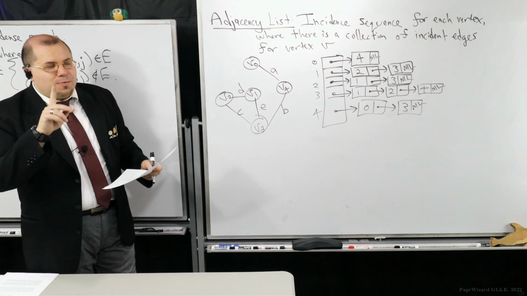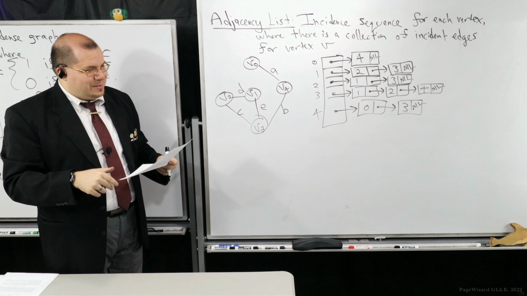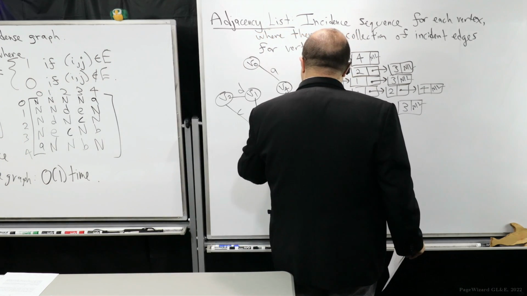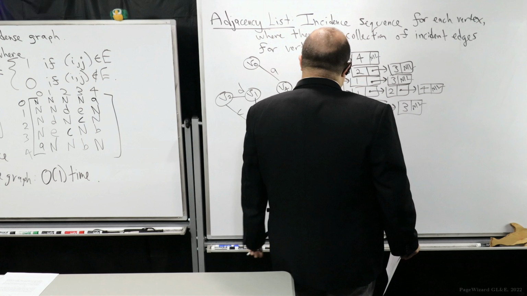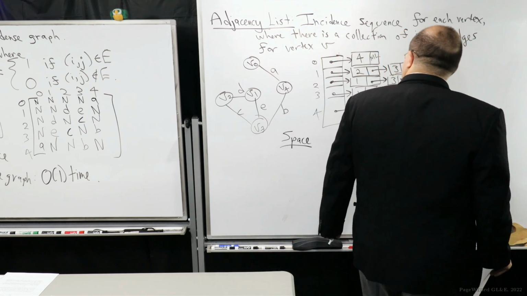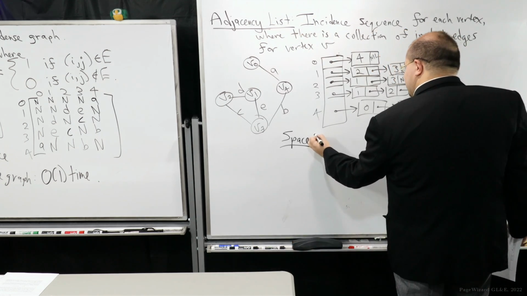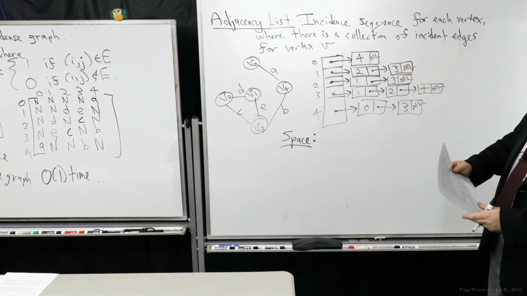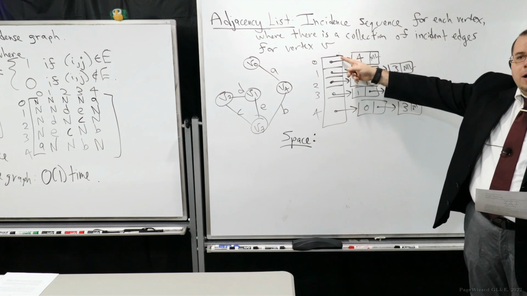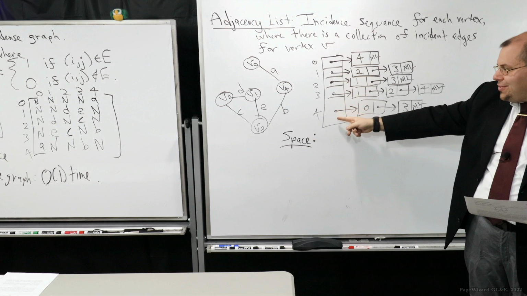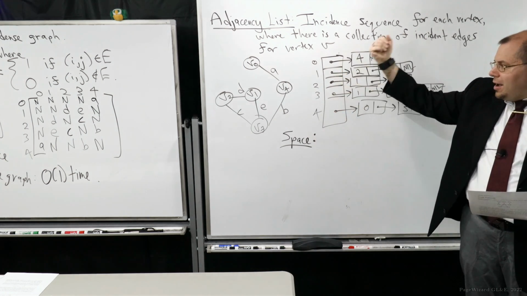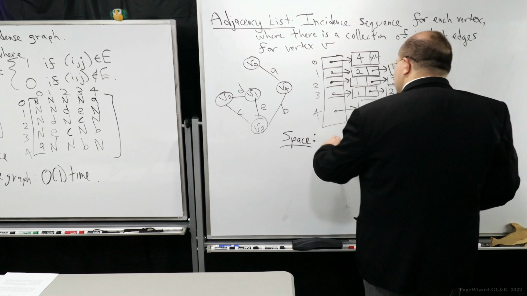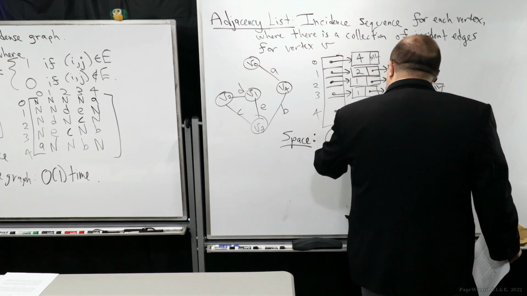But I really want to point out something that's rather important here. And this actually comes back to our best friend, the handshaking lemma. So how much space does an adjacency list use? Well, it has a reference or pointer for each one of the vertices, right? So the amount of space it's going to use is at least n.